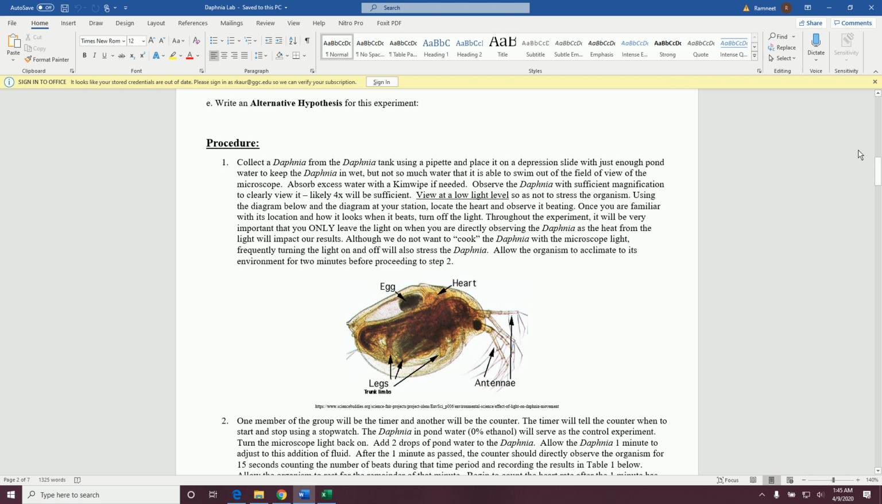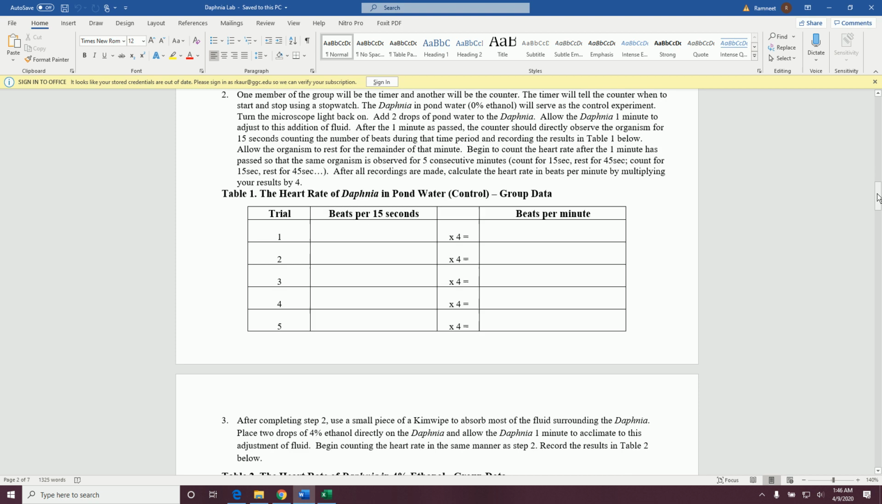If we would have done this lab in the laboratory, I'm just going to talk about the steps. You would have taken the Daphnia and put them on the slide, and first of all observed and focused the Daphnia, and seen the heart beating. Then you would have put 2 drops of the pond water and checked the heartbeat. You would have counted the heartbeat of this organism. Because the pond water does not have any alcohol, this will be our control. So this is our control group.